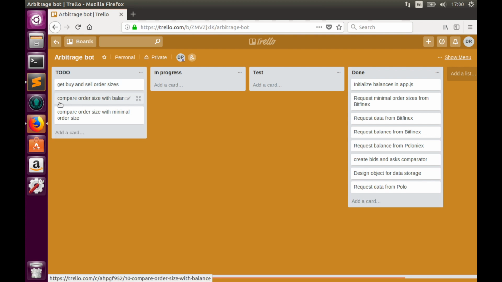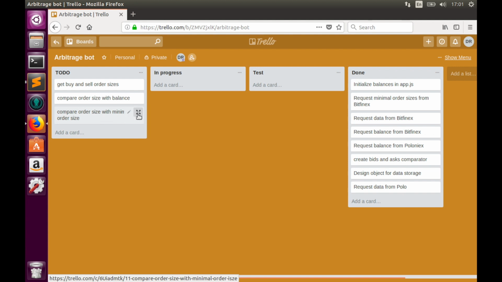The next thing we need to do is to compare our just calculated order size with our balance. And of course, if our balance is less than order size, we have to make adjustments to the order size. And finally, we should compare adjusted order size with minimal order size requirements. And of course, if we do not meet these requirements, we need to make proper adjustments.